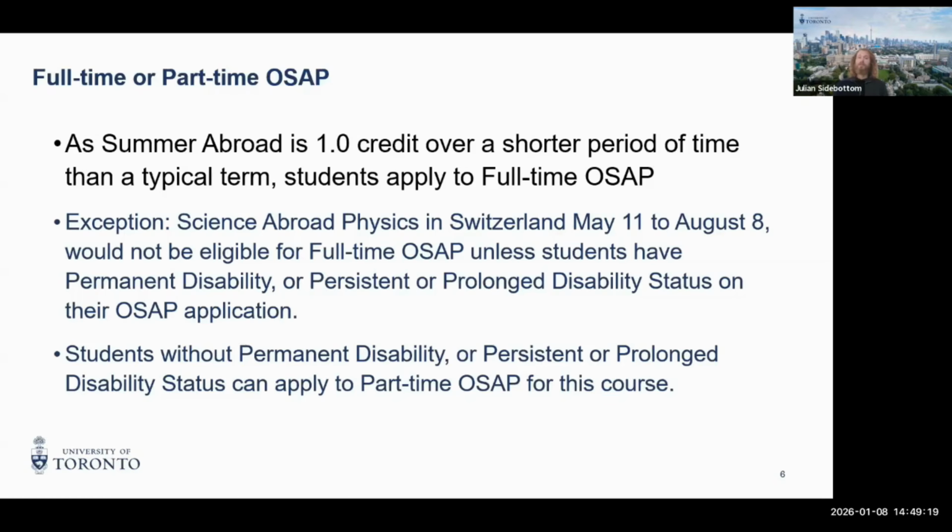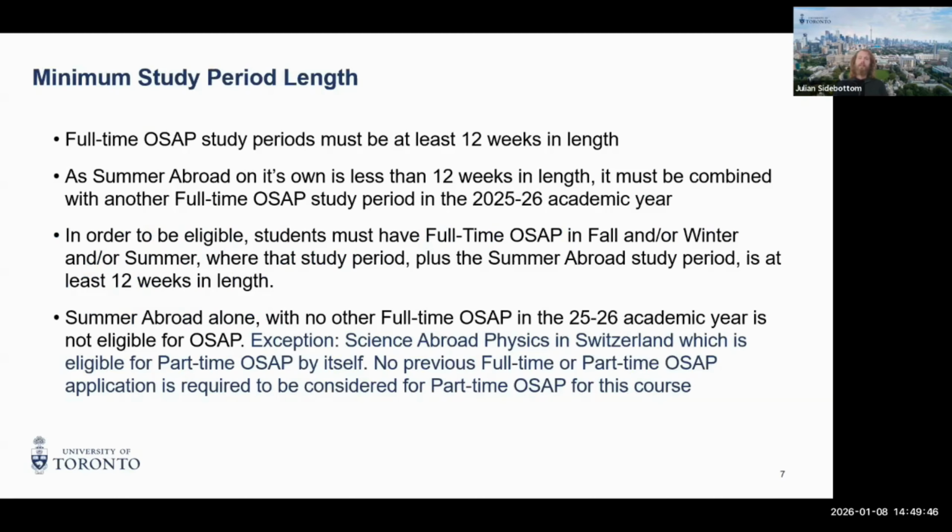So in that case, you need to apply to part-time OSAP for funding in that course, unless you're registered as a student with a permanent disability or persistent and prolonged disability status on your OSAP application. If you do have one of those disability statuses registered with OSAP, that would be considered full-time.